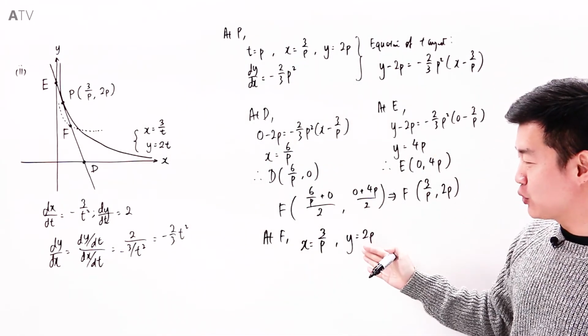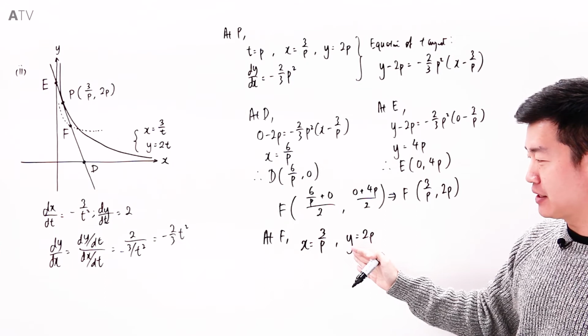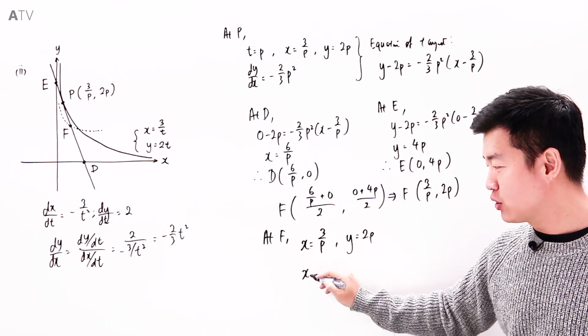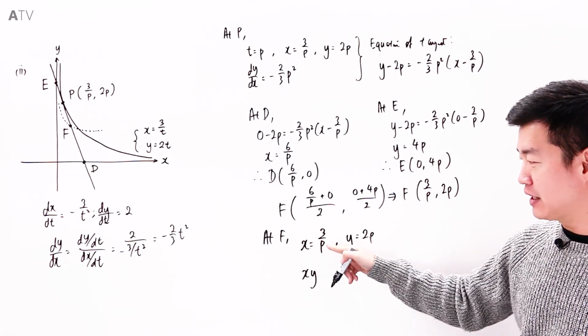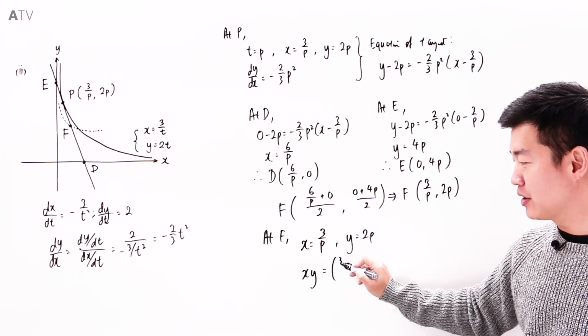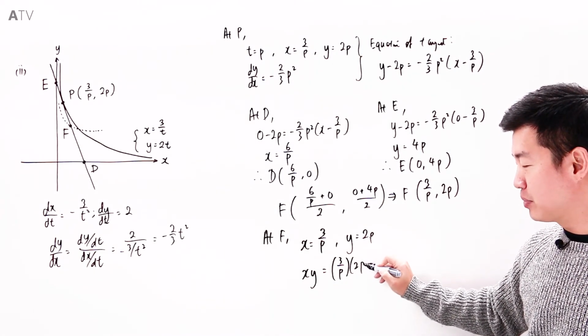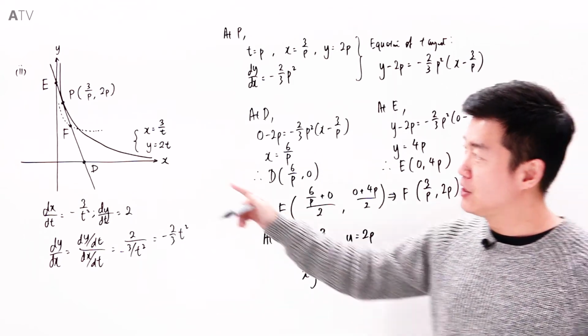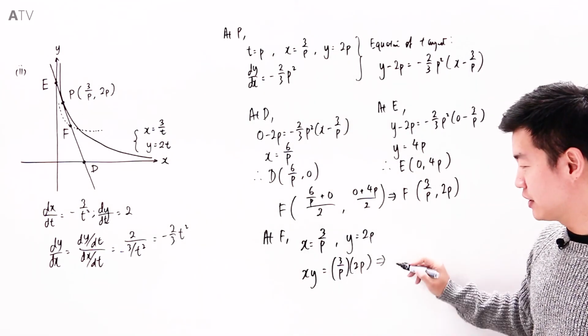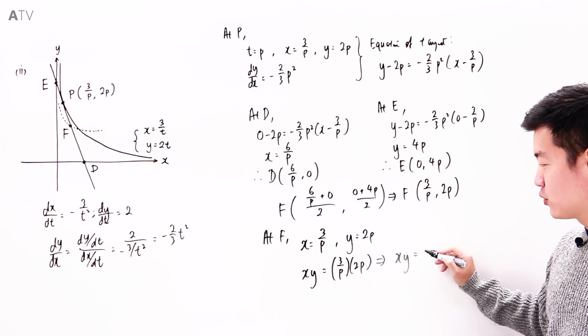So what we will do is take this multiplied by this, x multiplied by y. So x multiplied by y will be xy, and this multiplied by this will be 3 over p multiplied by 2p. So my answer for the curve that F will trace out is going to be xy equals 6.